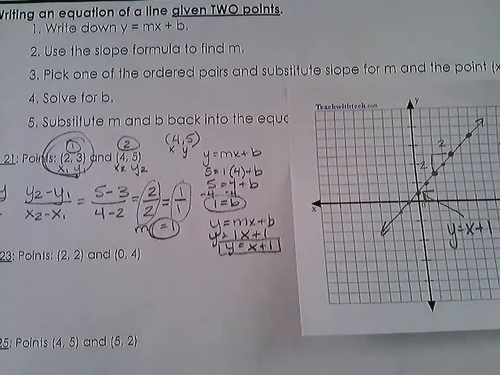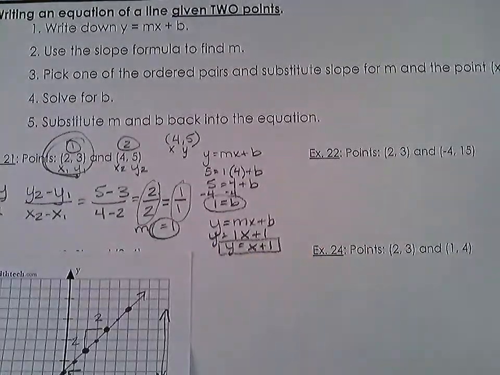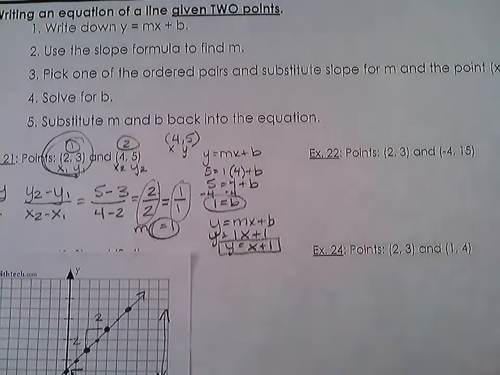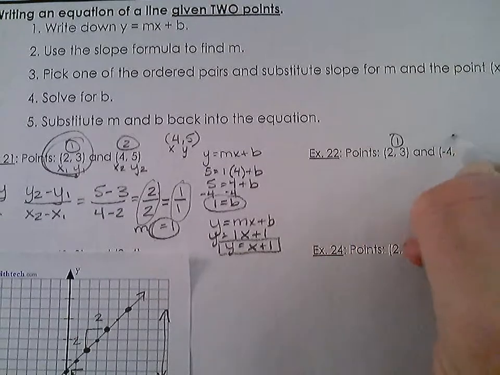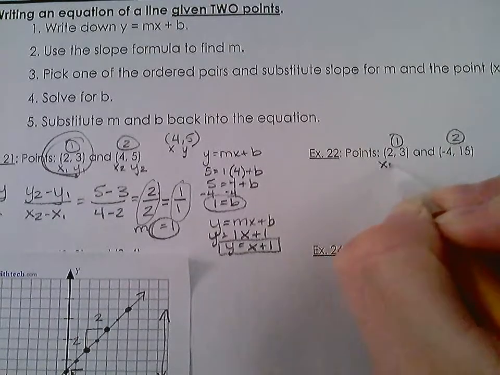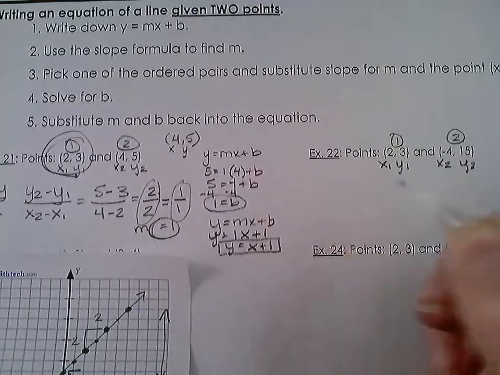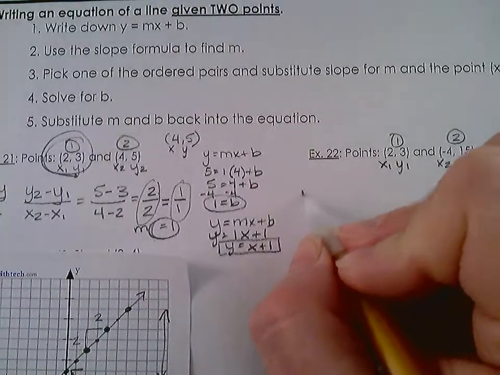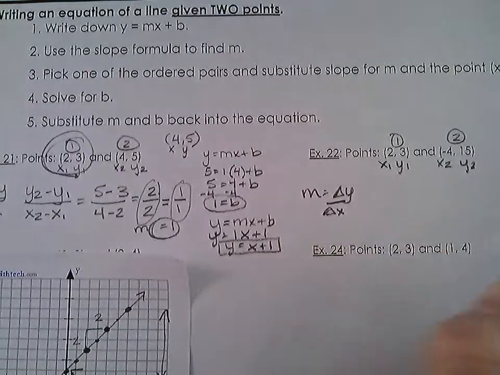All right, so let's try another one. Let's look at example number 22. So example 22, we're going to start with that same process, and we're going to say, okay, well, I know that this is a first coordinate, this is a second coordinate. I'm going to label this x1, y1. I'm going to label this x2, y2, and I'm going to say, okay, well, I know that slope represents my change in y divided by my change in x. It's a ratio from one to the other.